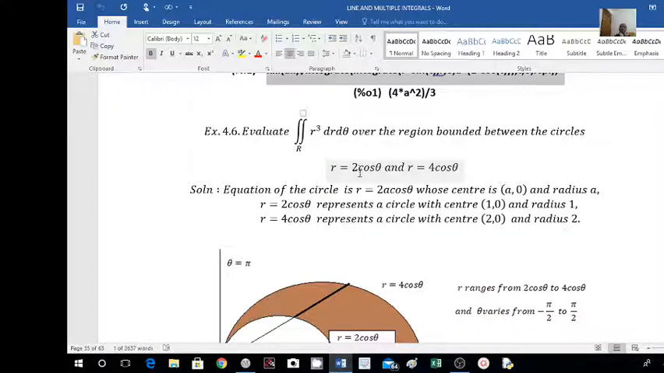So therefore, this is r equal to 2 cos theta. Here in place of a I have 1. R equal to 2 cos theta represents a circle with center a comma 0, that is 1 comma 0, and radius equal to 1. And the second one is also a circle, where 2a equal to 4 means a equal to 2. This is also a circle whose center is a comma 0, here 2 comma 0, and the radius is equal to 2. The figure is like this.